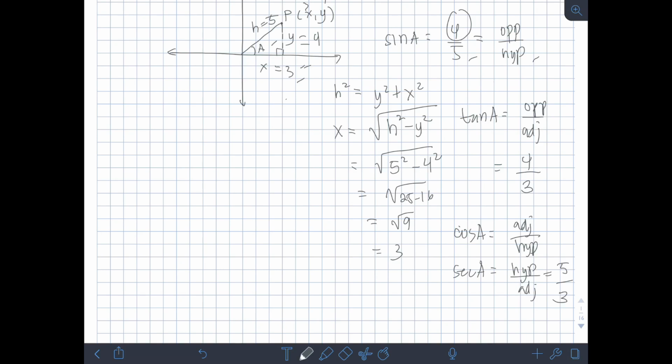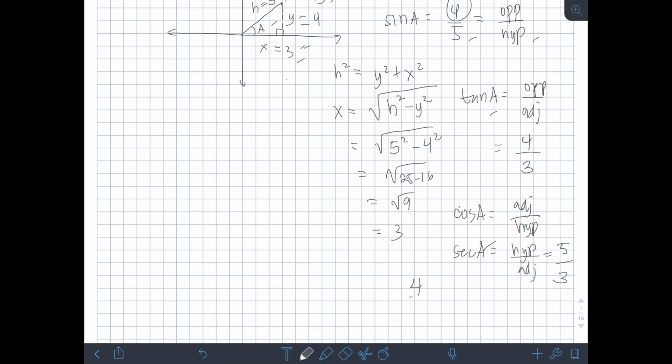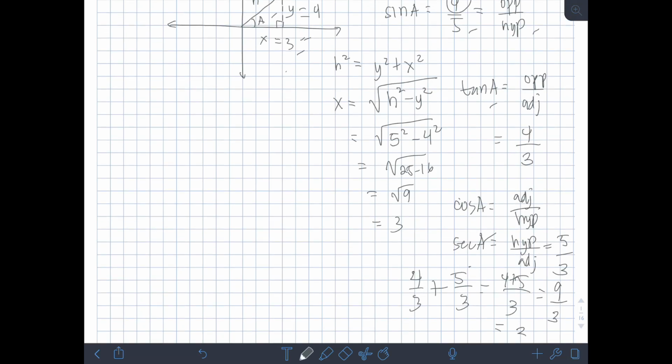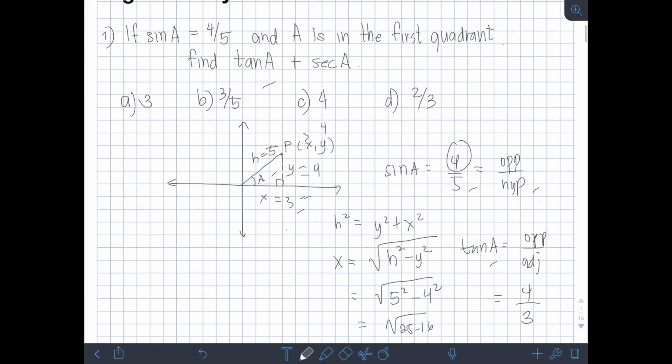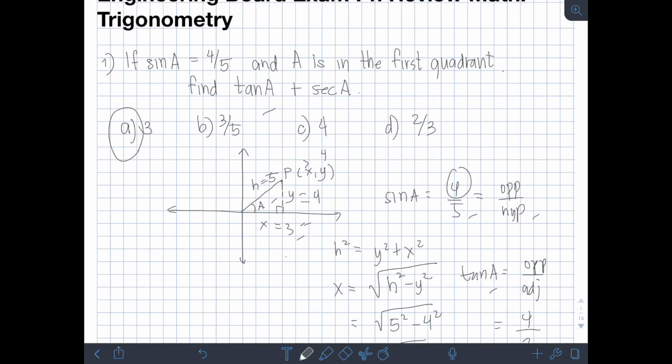So, add lang natin, di ba tan A plus sec A yung hinahanap? So, add natin sila. Yung tan A ay 4/3 plus yung sec A ay 5 over 3. So, we have similar fractions lang. So, copy the same denominator na 3 and then add natin yung numerator 4 plus 5, which is 9 over 3. Or simply, the answer is 3. So, therefore, the answer is letter A.